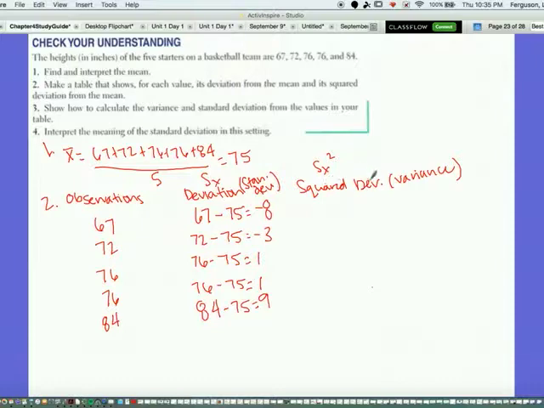To get our squared deviation, what we would do is say, okay, our deviation for 67 was negative 8, so squared would be 64. Our deviation for 72 was negative 3, so squared would then be 9. Our deviation for 76 was 1, so squared would be 1. And the same thing for this one. And our deviation for 84 was 9, so squared would be 81.